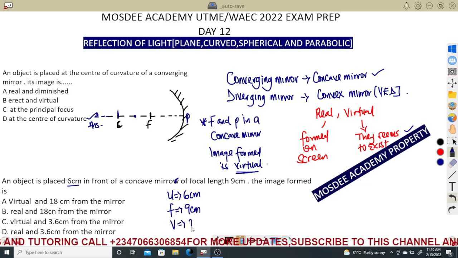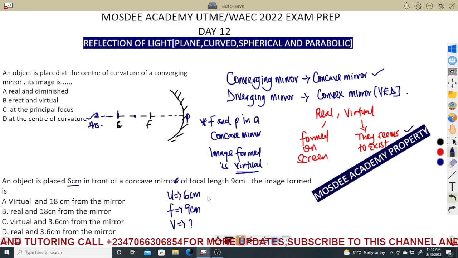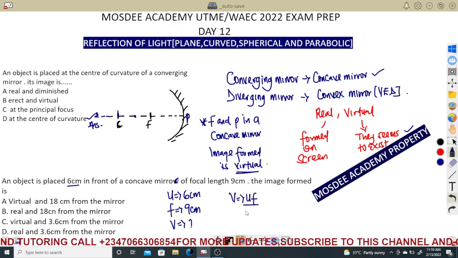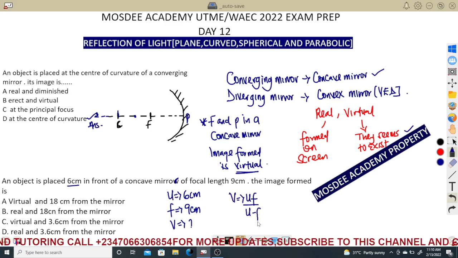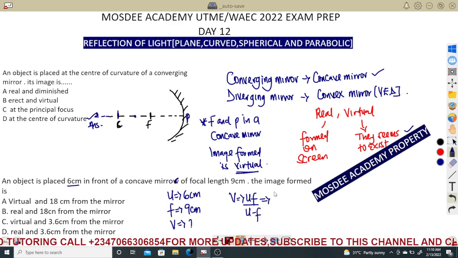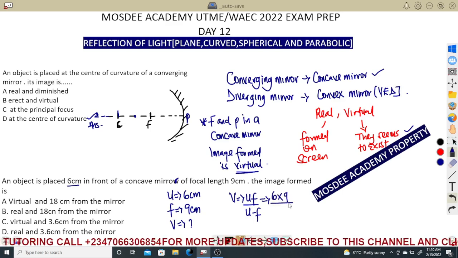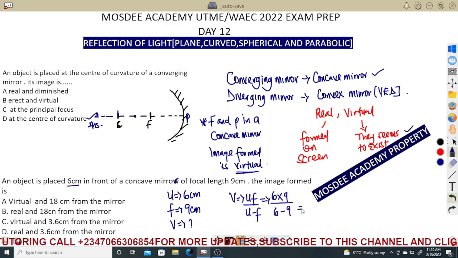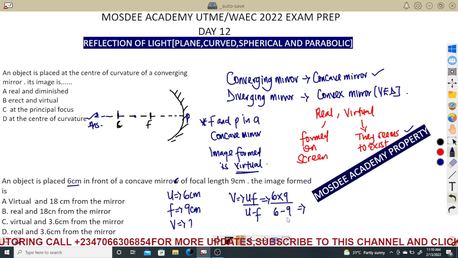So the generalized formula we use here is V equals UF over U minus F. On substitution, UF, that is 9 times 6 or 6 times 9, over U minus F, 6 minus 9. My answer is going to be a negative, and you know what that negative means, my dear students.